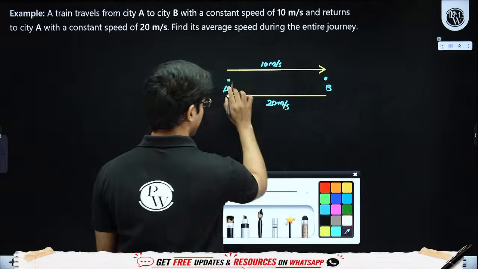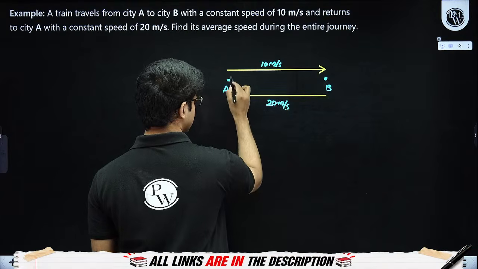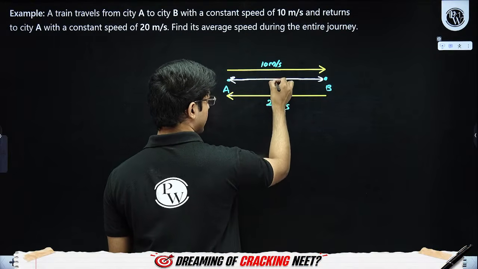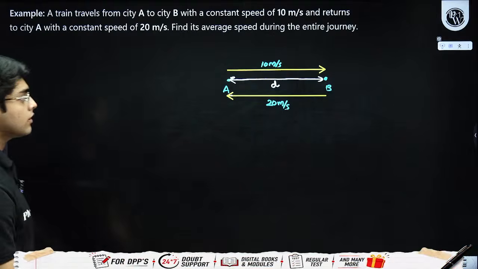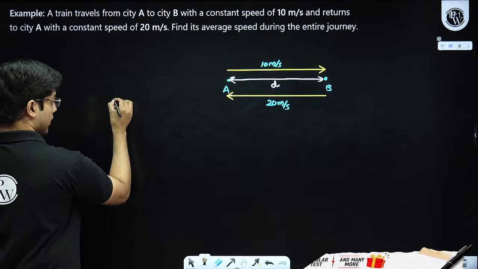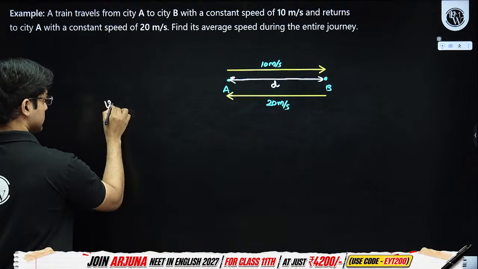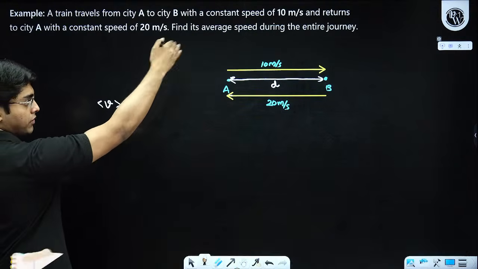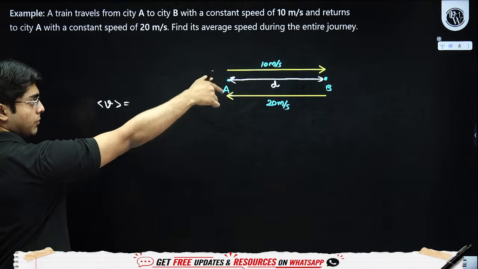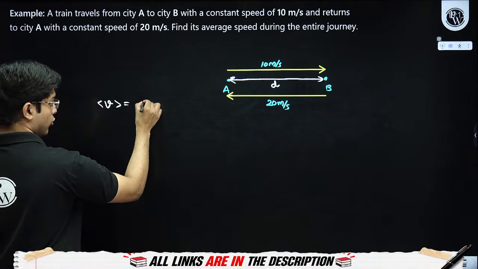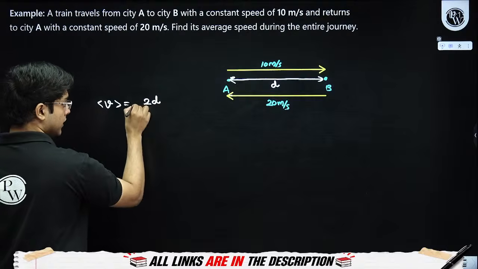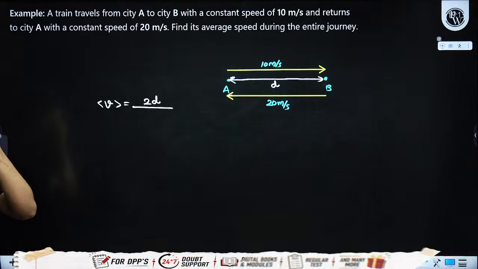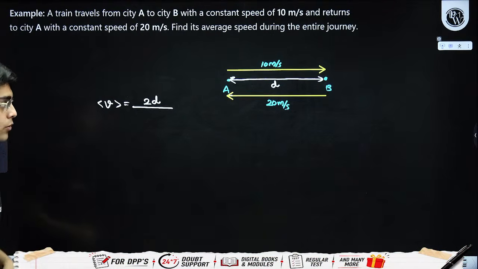In the first half and in the second half, the distance is the same, right? The distance is basically the distance between A and B, so I'm just calling it D. So what is the average speed? For this whole journey, what is the total distance traveled? In going from A to B, the distance traveled is D. In coming back also, the distance traveled is D. So the total distance is 2D. Then we divide by the total time duration.